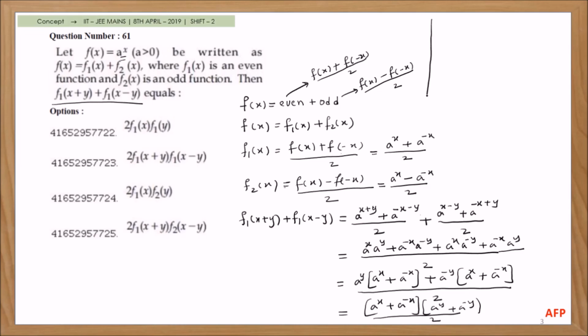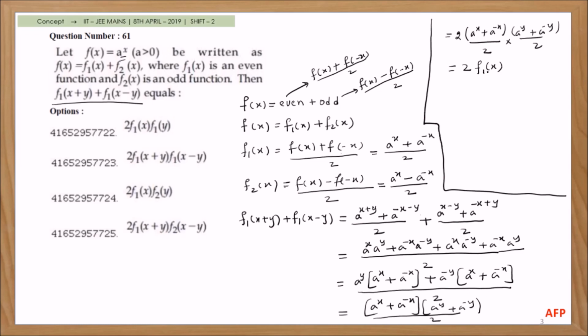So I will write the solution here. We multiply and divide by 2 so that we can write it in terms of f1(x) and f2(x) if possible. (a^x + a^(−x))/2 into (a^y + a^(−y))/2, which is f1(x)... Here, instead of x, y is there, so we get f1(y). So this is the answer we got here; option 1 follows.